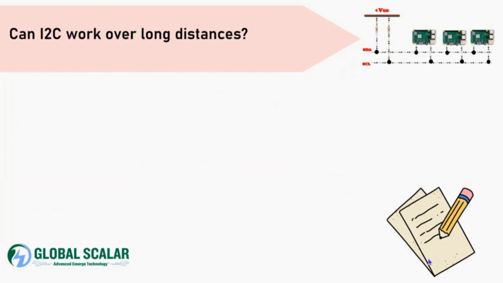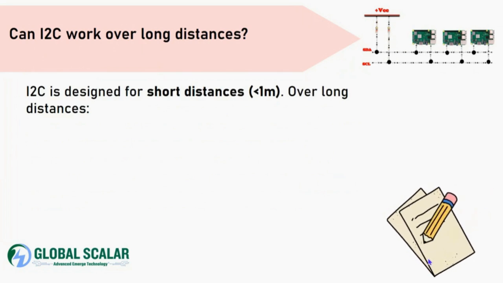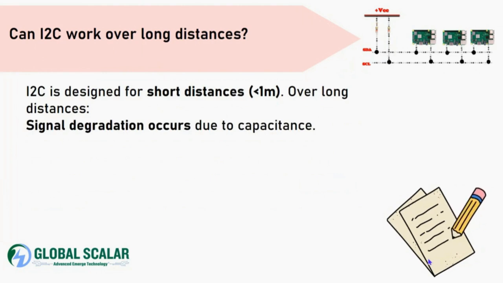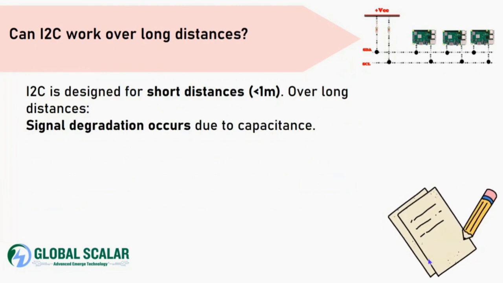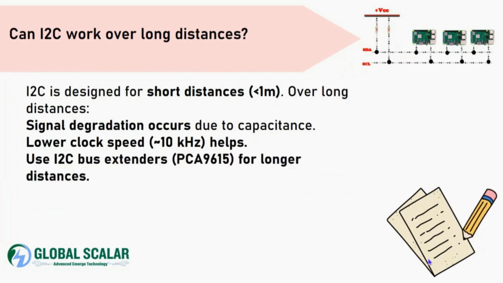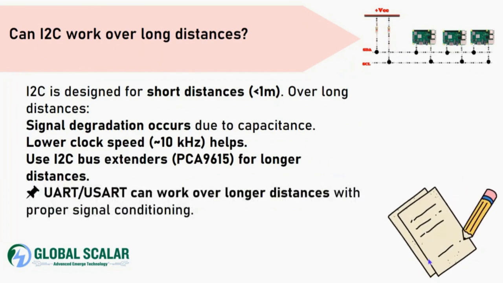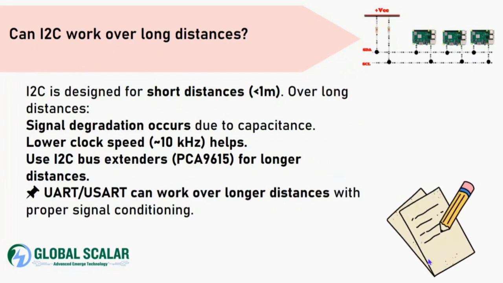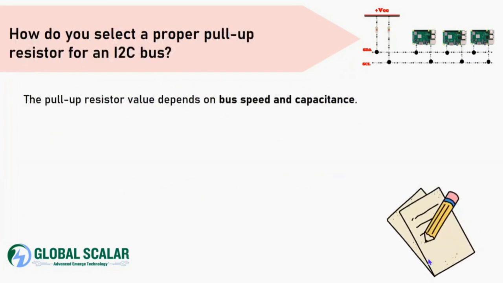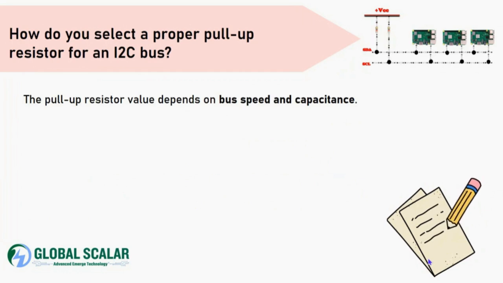Can I2C work over a long distance? I2C is designed for short distances. Over long distances, signal degradation occurs due to the capacitance and low clock speed, so use an I2C bus extender if longer distance is needed. Coming to UART, it can work over a longer distance with proper signaling. How do you select the proper pull-up resistor for the I2C bus? The pull-up resistor value depends on bus speed and capacitance.